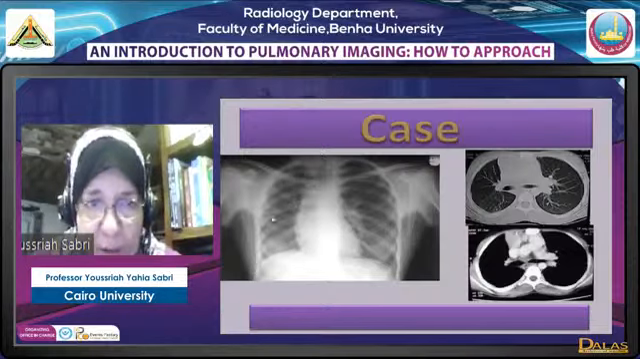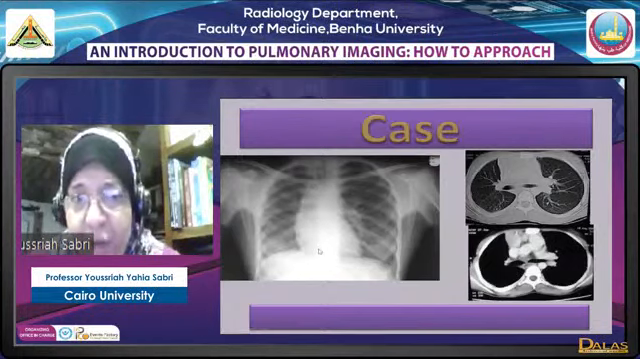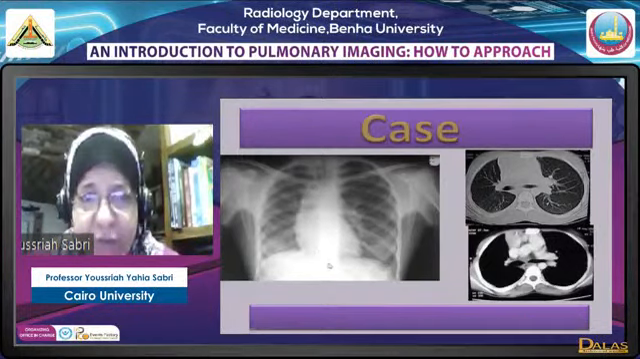Now what do we have here? We have a small lung on the right side. We have shift of the mediastinum and heart. We have abnormal configuration of the mediastinum and heart.